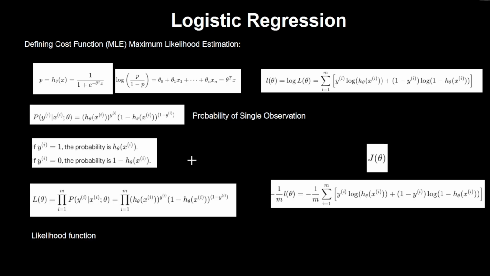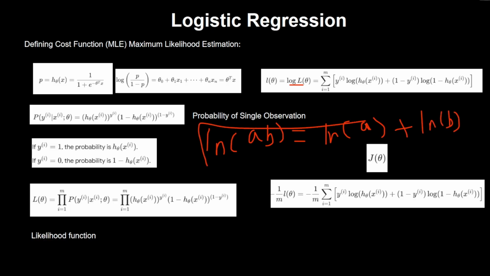Next, we are taking the logarithm of the likelihood function. Why are we taking the logarithm? The logarithm helps us convert the product into a summation, the capital pi into just the summation symbol. Why? Because we have the identity. We are taking the natural logarithm here, so the natural logarithm of ab is ln of a plus ln of b. We have this formula, so that's why we are taking the logarithm.